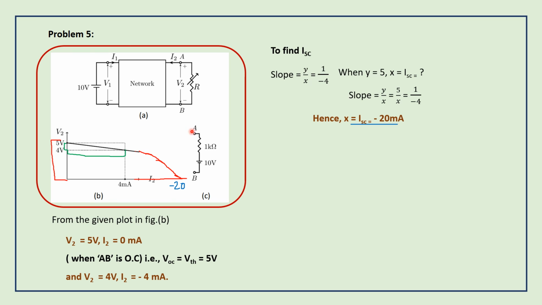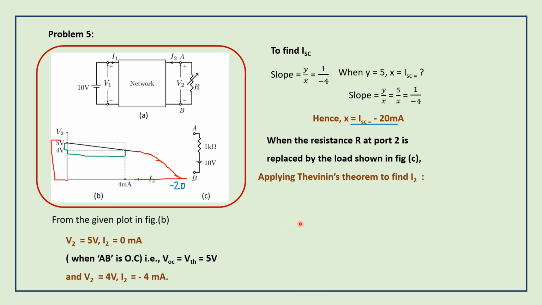So I am going to apply Thevenin's theorem. I am going to connect this load instead of this variable resistance. When the resistance R at port 2 is replaced by the given load shown in figure C, applying Thevenin's theorem to find I2. We already have the Thevenin's voltage and short circuit current. With these, we can find out the Thevenin's resistance.